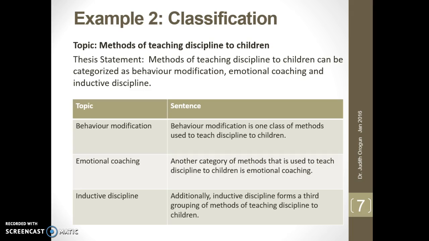What this suggests is that emotional coaching is like an umbrella of ideas. So under that, there are subtypes. There will be examples that demonstrate this type of coaching. That is why it's called classification. You're classifying all the kinds that belong together under this umbrella. And the final idea here is inductive discipline. The sentence is: additionally, inductive discipline forms a third grouping of methods of teaching discipline to children.